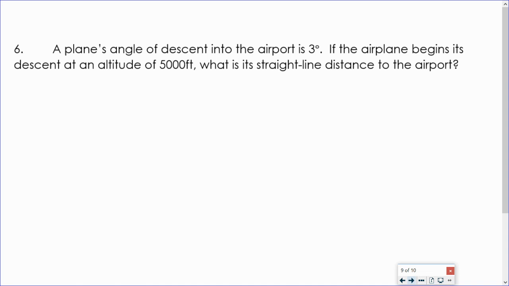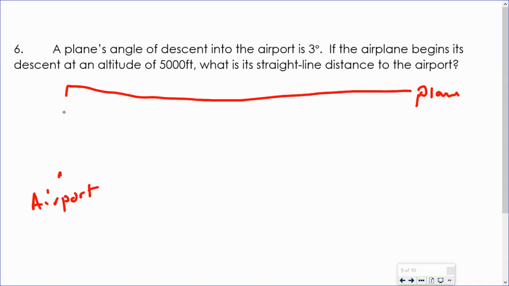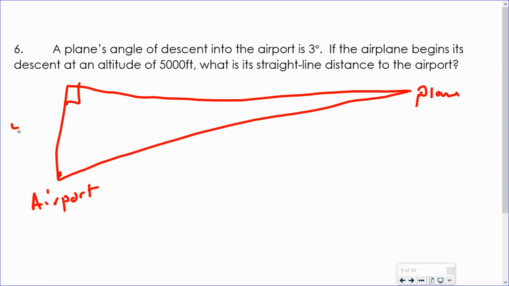Okay, plane descending. Here's my plane descending to my airport. All right, so let's go this way. Bad triangle. 5,000 feet up in the air, 3 degrees. It wants to know my straight line distance. It wants to know this. Opposite over the hypotenuse.